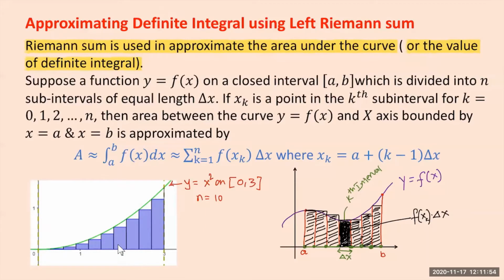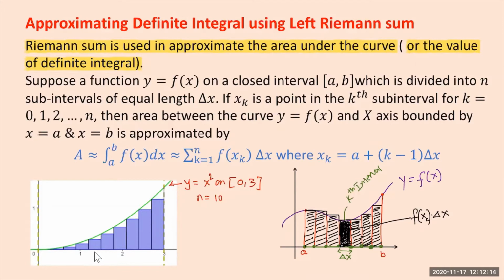1, 2, 3, 4, 5, 6, 7, 8, 9, and here is the other one, very small, 10. So n equal to 10. So this is the quick example of the illustration or the graph for y equal to x squared on the interval 0 to 3 with n equal to 10.